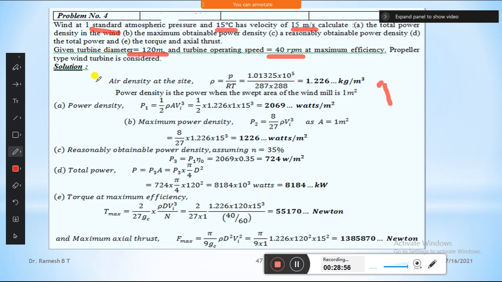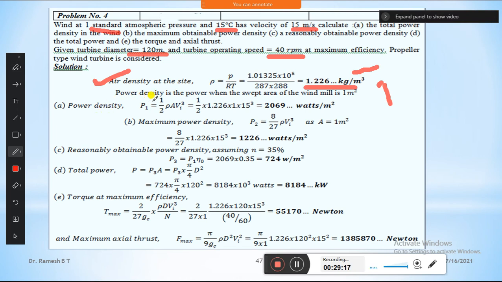So first, as usual, you have to calculate the air density. We already know that rho is equal to P by RT. P is the pressure that we already know, divided by R. R is the constant, that is 287 into 288. So that gives the density of that air, which is equal to 1.226 kg per meter cube. This is the first data we should calculate.